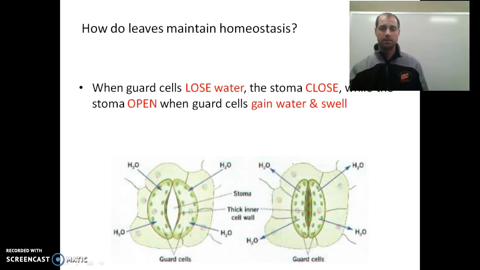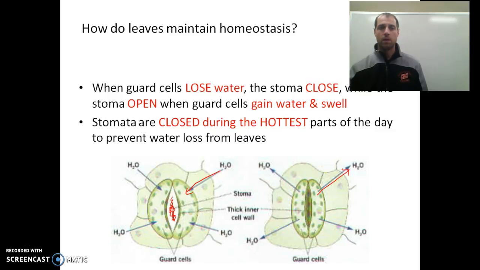So here's a picture of this. When water comes into the guard cells, they're going to open up, and you can see them kind of puffing up here and opening up this area for gas exchange and water exchange. On the other side, we have water coming out of the guard cells, and that closes the stomata up. Stomata are generally closed during the hottest parts of the day so that we don't lose water to evaporation.